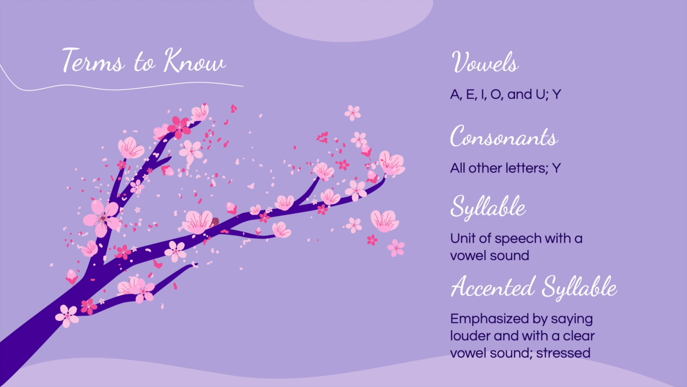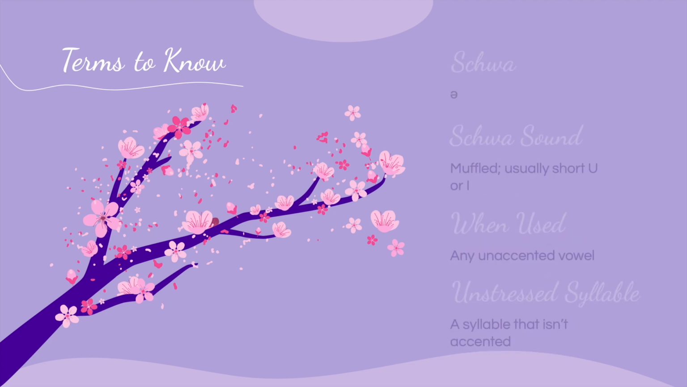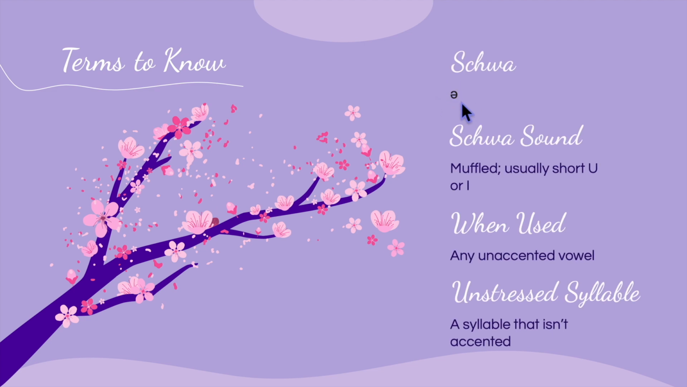An accented syllable is any syllable that we emphasize by saying it a little louder and it has a clear vowel sound. Sometimes we call accented syllables stressed syllables. A schwa is this upside down backwards E-looking thing that you may have seen in a dictionary. The schwa represents a muffled sound, which usually sounds like a short U sound or sometimes a short I sound. The schwa can replace any vowel sound in any words where the syllable is not accented. And an unstressed syllable is one that is not accented.